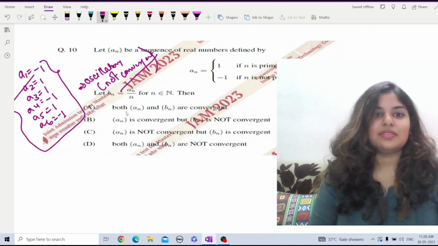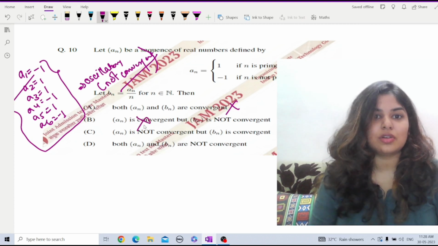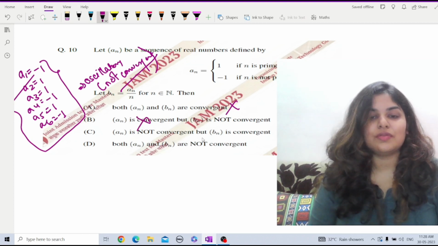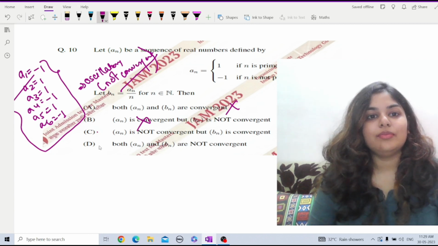Let us check the options. Both a_n and b_n are convergent. a_n is not convergent. a_n is convergent, but b_n is not convergent. a_n is not convergent, but b_n is convergent. So here we have one possibility. We will check both a_n and b_n are not convergent. So C and D both are possibilities.